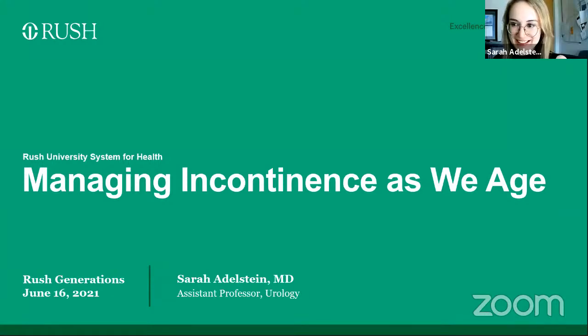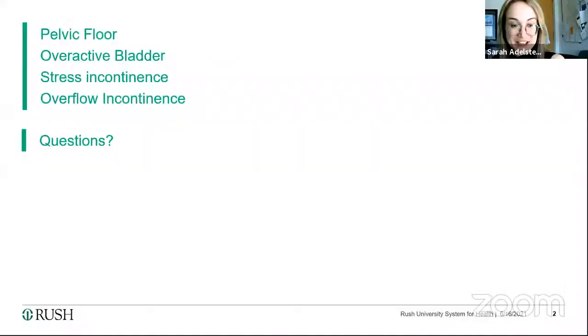Can you hear me okay? Great. Okay, well, welcome. Really happy to be here talking to everybody about incontinence. It's a huge part of my practice, so I'll try to keep it to an hour. I want to talk a little bit about the pelvic floor and anatomy and a little background. And then I'll talk about the three most common types of urinary incontinence. There's overactive bladder, which can cause urgency incontinence. We'll talk about stress urinary incontinence, and finally overflow incontinence I'll mention briefly.